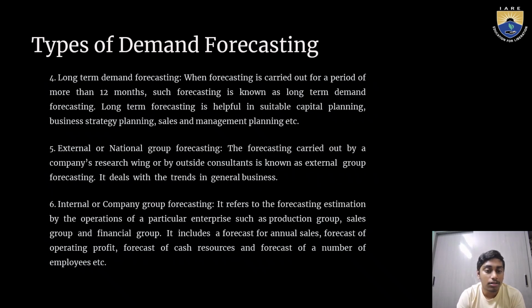Fourth one is long-term demand forecasting. Here, when forecasting is carried out for a period of more than 12 months, such forecasting is known as long-term demand forecasting. Long-term forecasting is helpful in suitable capital planning, business strategy planning, sales and management planning, etc.